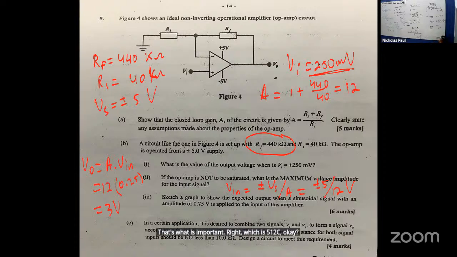We write down the values for now. 0.75 volts as the amplitude. And the maximum and minimum Vin is plus and minus 5 over 12. How much is 5 over 12 again? 0.417.